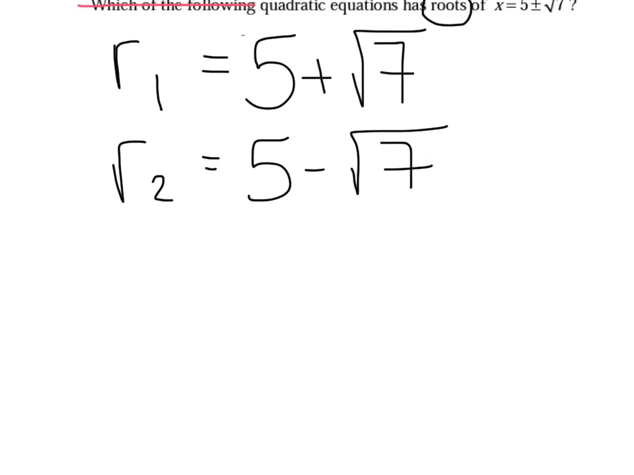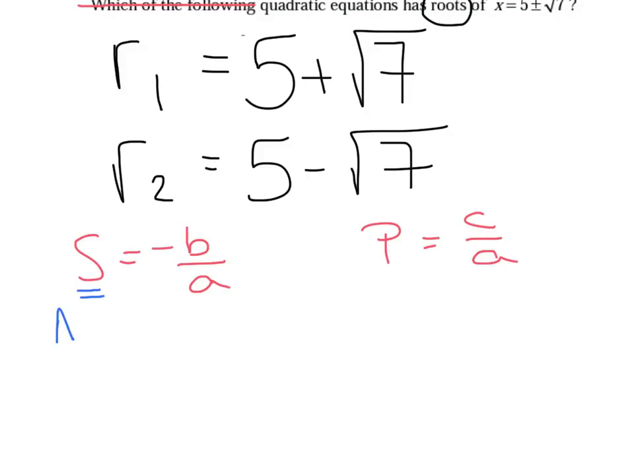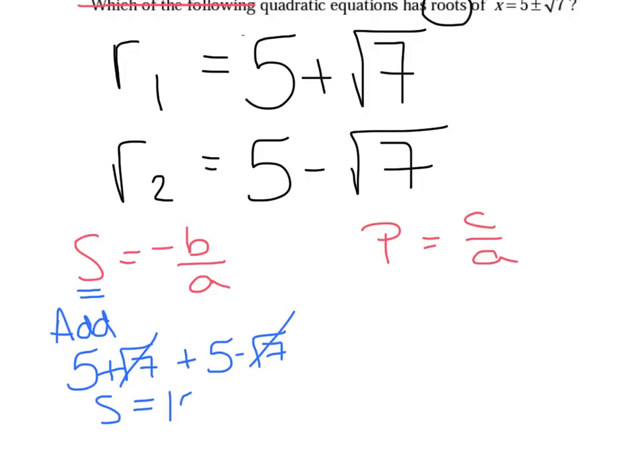All right, so how do you get your sum? Well, a lot of people are probably saying negative B over A, and my product is C over A. Now, do you actually know any one of those values? Do you know the sum? No. Do you know the product? No. You don't know B and you don't know A. But again, just go back to the basics. Sum literally means add. So just take your two roots and add them. 5 plus radical 7 plus 5 minus radical 7. The radical 7's cancel, and I can tell you that the sum is 10.